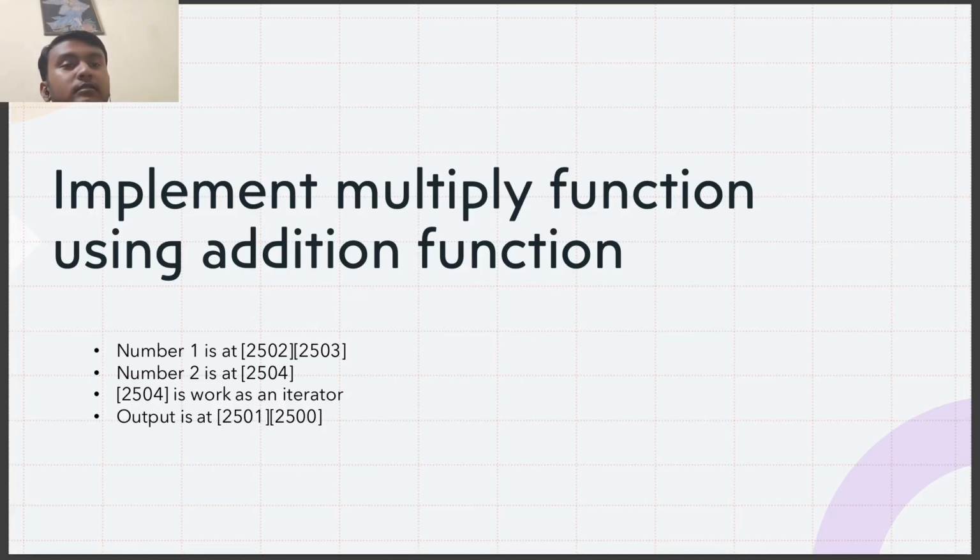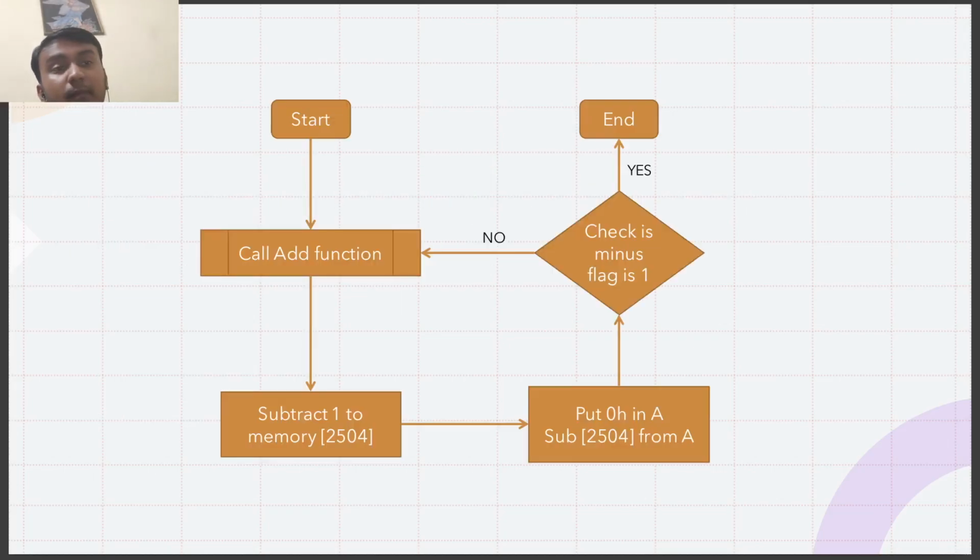Then the second part is implementing multiply function using addition function. So the assumption that I made here is the first number is stored at 2502 and 2503. The second number is stored at 2504, as we are going to multiply a 16-bit number and an 8-bit number. And here 2504, that was the second number, also works as an iterator, and the output value will be stored in 2501 and 2500.